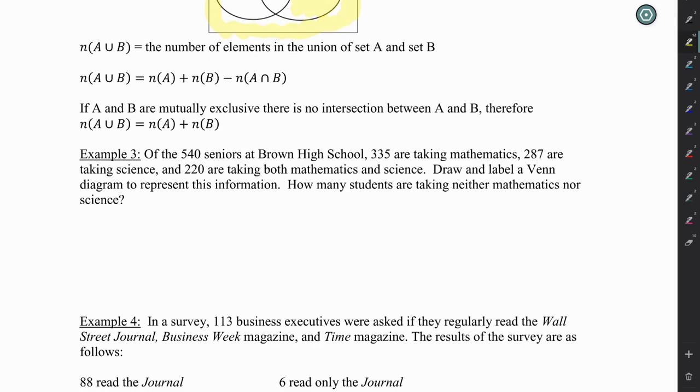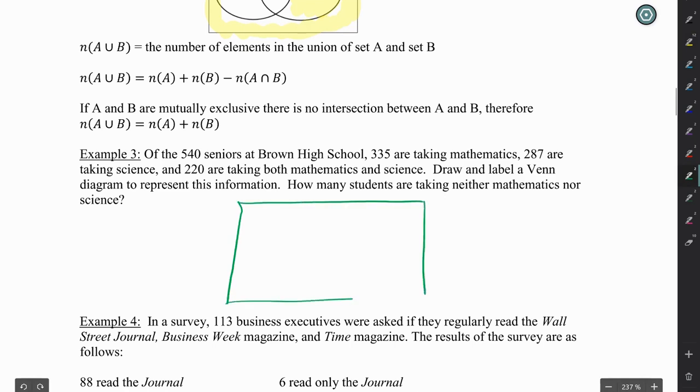For example 3, we have, of the 540 seniors at Brown High School, 335 are taking mathematics, 287 are taking science, 220 are taking both mathematics and science. Draw and label a Venn diagram to represent this information. How many students are taking neither mathematics nor science? So if I draw my Venn diagram, remember we always start with a rectangle and my U for the universal set. I have a circle for math, a circle for science, and they overlap.